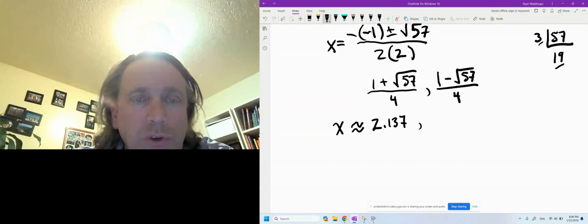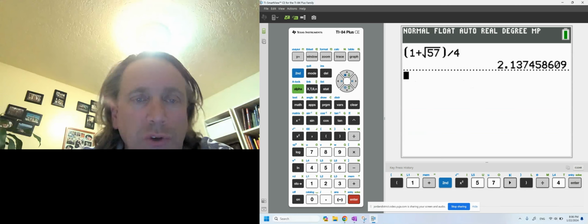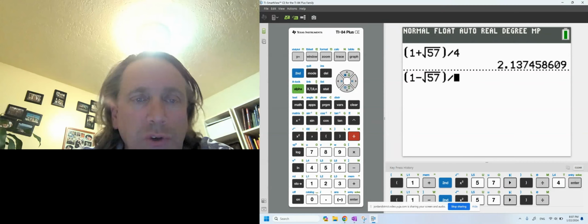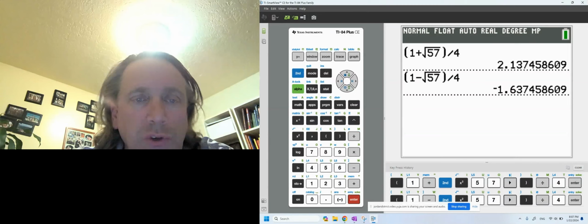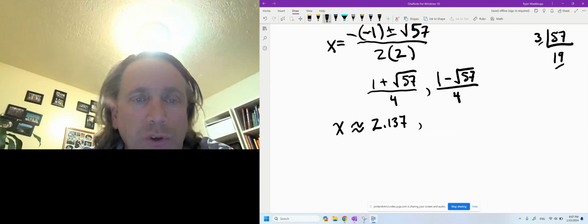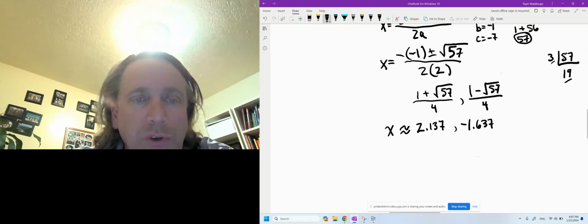And then for the next one, I'm going to take 1 minus the square root of 57 divided by 4. So again, I need the parentheses, 1, this time minus the square root of 57, close my parentheses, then divide by 4. And this time, I get negative 1.637. Again, there's a 4 there, so negative 1.637. Those are my x values.